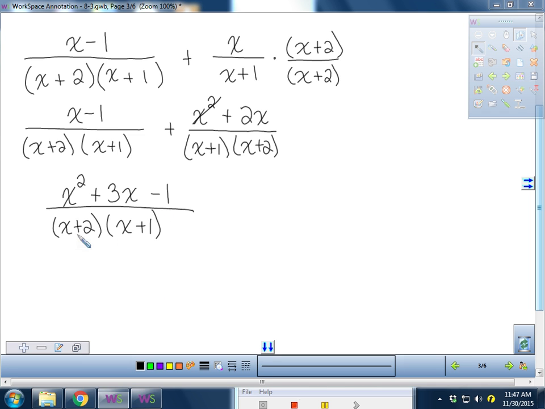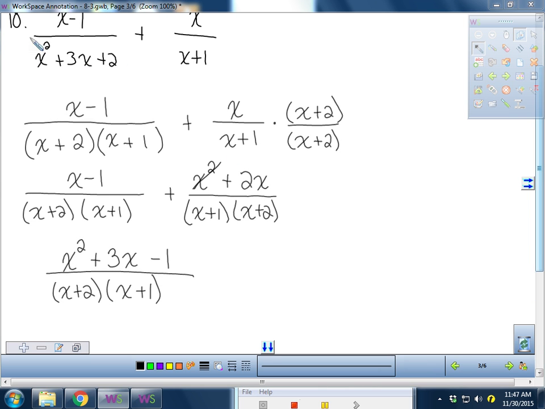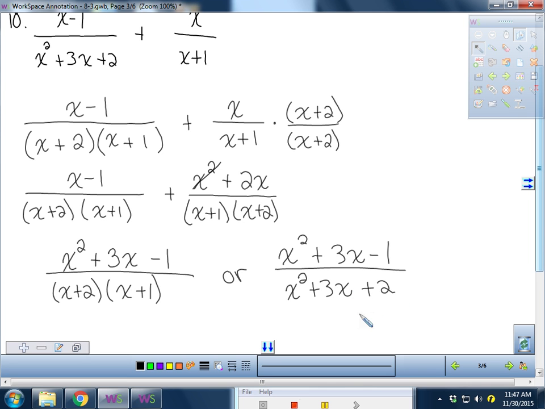You can give me this, or if you want to multiply it back out, you should get what you had in the beginning. Okay, so I'll take this answer, or x squared plus 3x minus 1 over these two things multiplied, which would be that. So really it's not any extra work for you, but it does look a little cleaner.